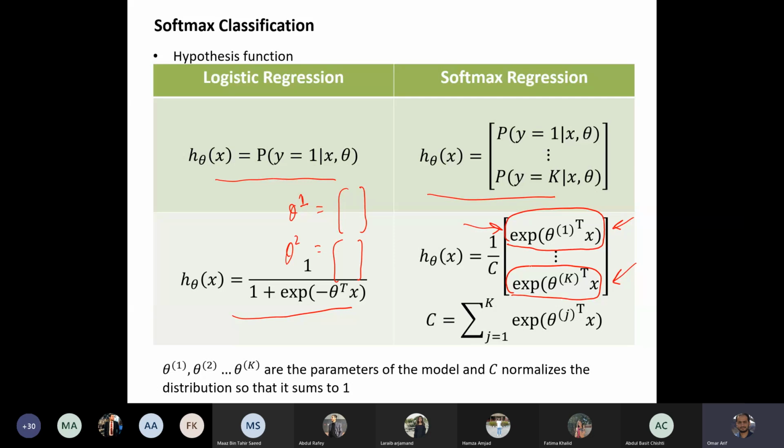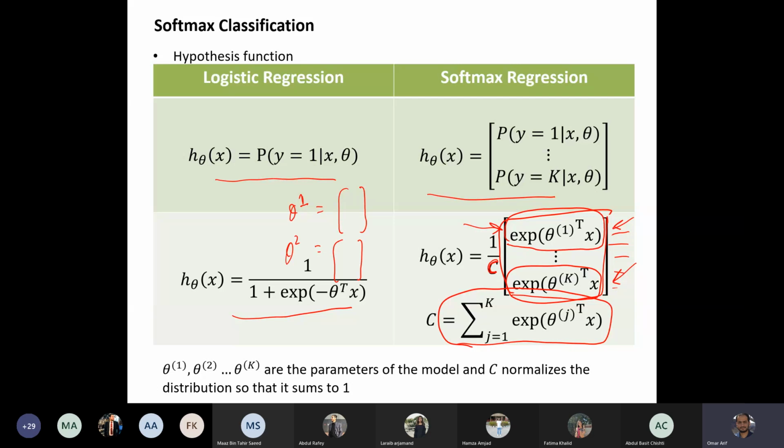And I will divide this vector by c. And what is c? C is a normalization constant, which is going to normalize all these values so that the sum of all these values is 1. And how can we do that? We can do that by taking the sum of all these values of this vector here, and dividing each element by this c.